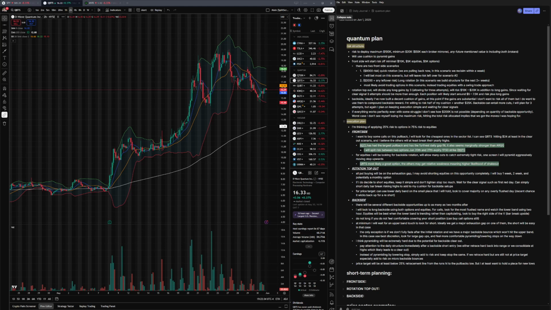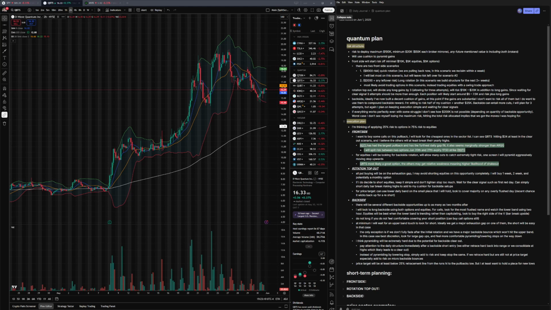So, getting right into it, I have a risk structure here, and this is where I break down how much I plan to risk, and also what stages of the move and how much I plan to risk on those stages. So you can read through that. It's mostly talking about numbers and how I'm going to deploy that risk with options and equities. A lot of if-then scenarios.